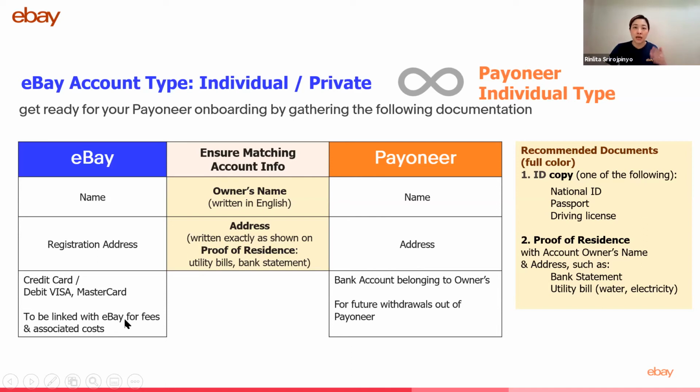Then upon applying for eBay MP, you will be asked to input the credit or debit card, Visa or MasterCard, that will be linked with your eBay MP account, just in case there are some fees or associated cost calculations. On your Payoneer account, you will be asked for the bank account. It is recommended that for individuals, the bank account must belong to the owner, according to the owner's name. This will be for future withdrawals. Now, the preparation in terms of documentation for individual accounts is very simple.